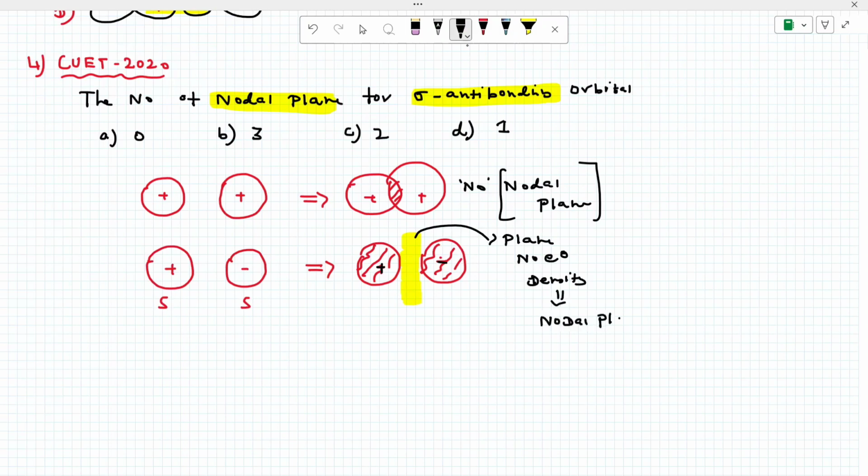Only one nodal plane. The answer is 1. We got the point. It is only one nodal plane because in that particular plane there is no electron density. In bonding, there is no free space between the two orbitals, so there is no nodal plane for sigma bonding. For sigma antibonding, there will be a node. It's important, please know. Next question.